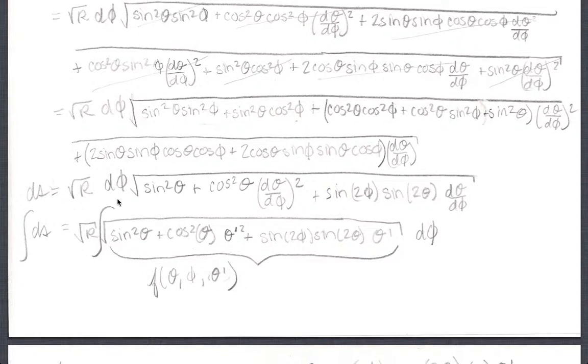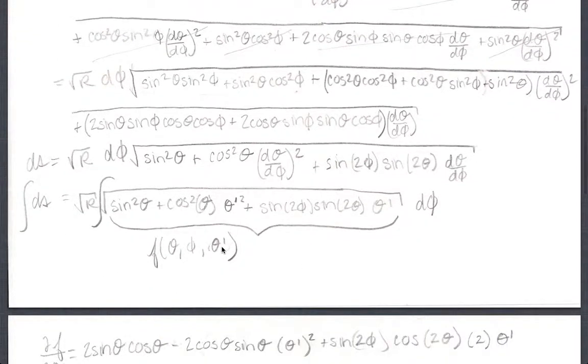And so I ended up with sine squared theta plus cosine squared theta times theta prime squared plus sine of 2 phi, sine of 2 theta, theta prime. So this is theta prime squared, this is theta prime. And then I integrate both sides. This is all with respect to d phi. And then that is in the form of any function that I can use the Euler-Lagrange equation for. So this is f with respect to theta, phi, and theta prime.